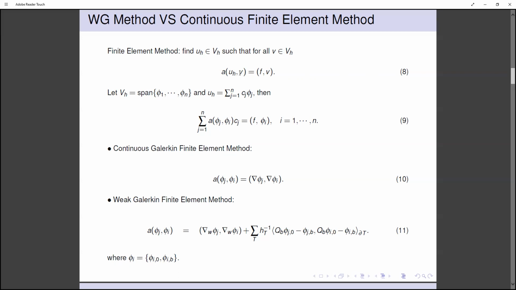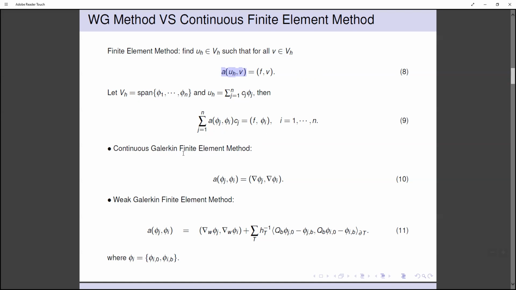Okay, since V here is any function in VH, what do we need to do? Just let V equal those basis functions. For example, let V equal phi1, you get one equation. V equal phi2, you get another equation. So we are going to get n equations and n unknowns. That's equation 9. Equation 9 defines a linear system. If it is a non-singular system, we can solve it. Find the cj, put it back here, and you find your finite element solution. So for different definitions of VH and different bilinear forms A, you get a different finite element method.